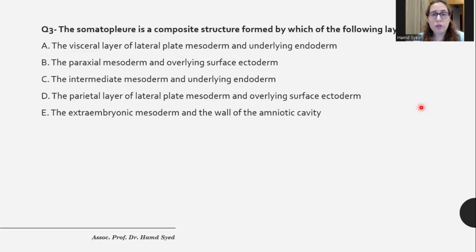Somatopleure is a composite structure formed by which of the following layers? Well, when we use the word somatopleure, we mean the parietal layer of lateral plate mesoderm, that is its somatic layer, plus the overlying surface ectoderm. So they're collectively known as the somatopleure.